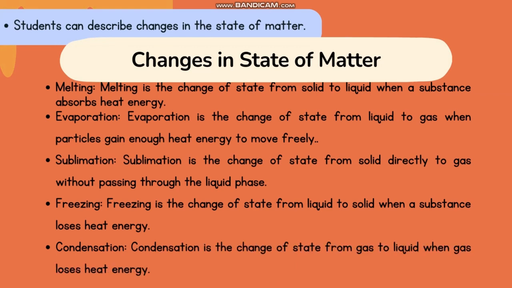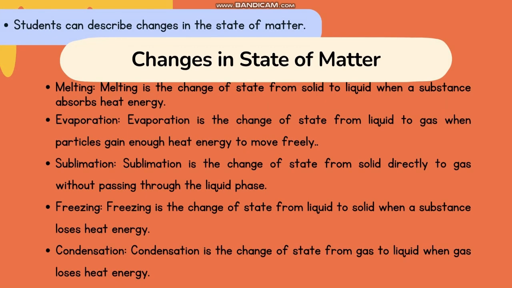Changes in state of matter. Melting is the change of state from solid to liquid when a substance absorbs heat energy. Evaporation is the change of state from liquid to gas when particles gain enough heat energy to move freely. Sublimation is the change of state from solid directly to gas without passing through the liquid phase. Freezing is the change of state from liquid to solid when a substance loses heat energy. Condensation is the change of state from gas to liquid when gas loses heat energy.